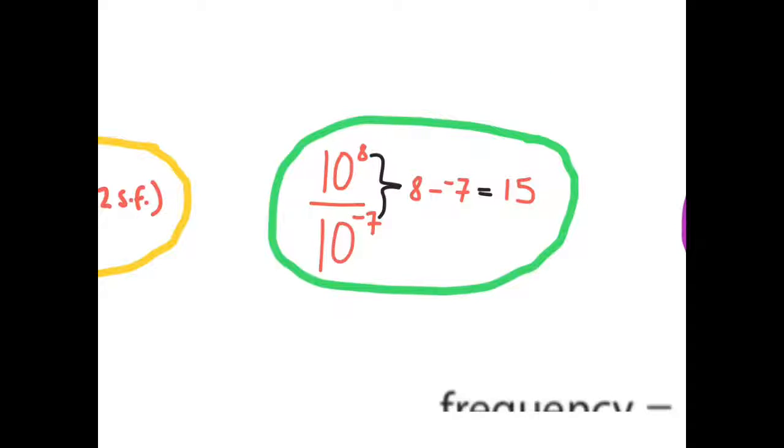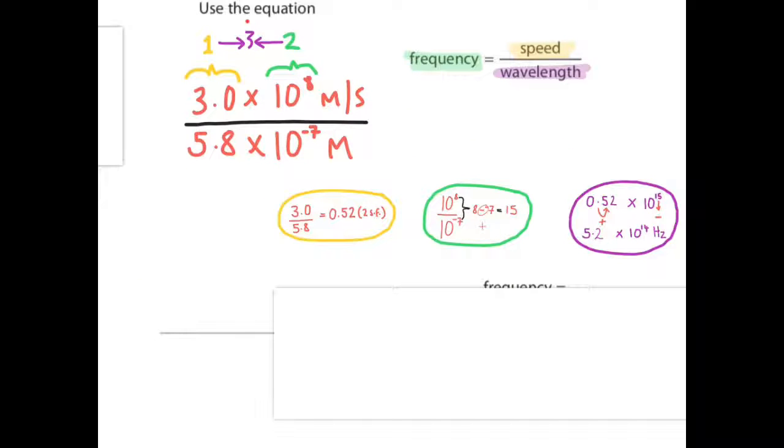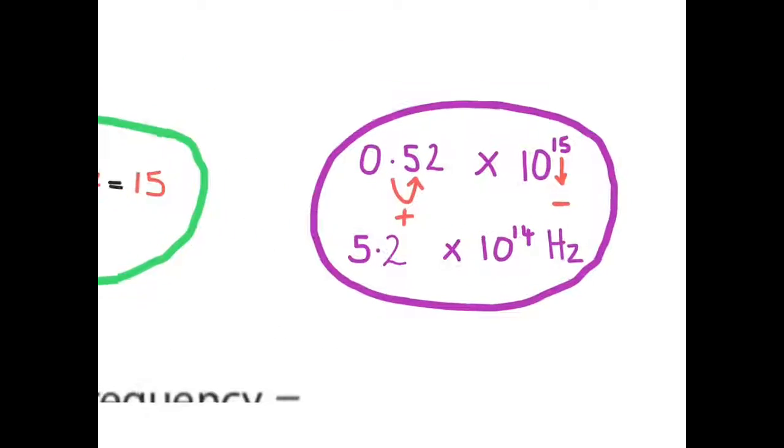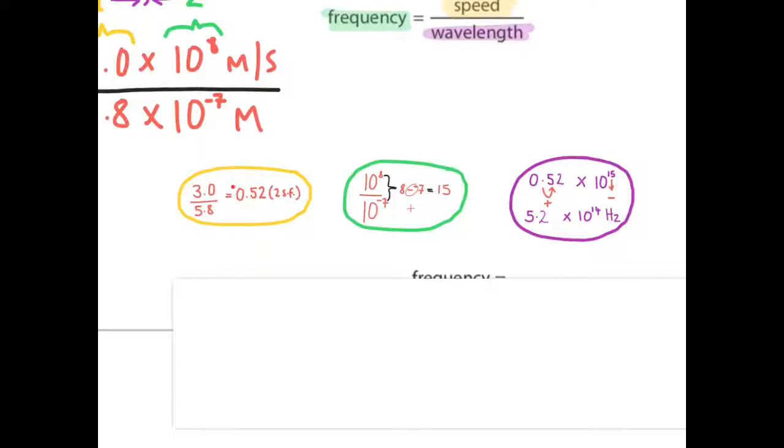Next, you deal with the powers separately, so 10 to the power of 8 divided by 10 to the power of minus 7. When you're dividing powers, you subtract one from the other. So 8 minus 7, and if you subtract a negative number, it's the same as adding it. So it's basically 8 plus 7, which is 15. A way I remembered it from school, if you think about it, these 2 minus signs become a positive. Now we need to combine our answers. We've got 0.52 and 10 to the power 15, so it's 0.52 times 10 to the power 15.